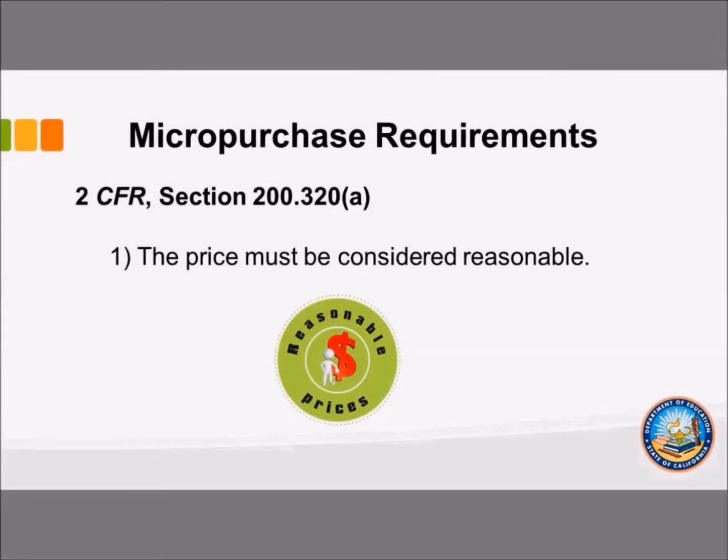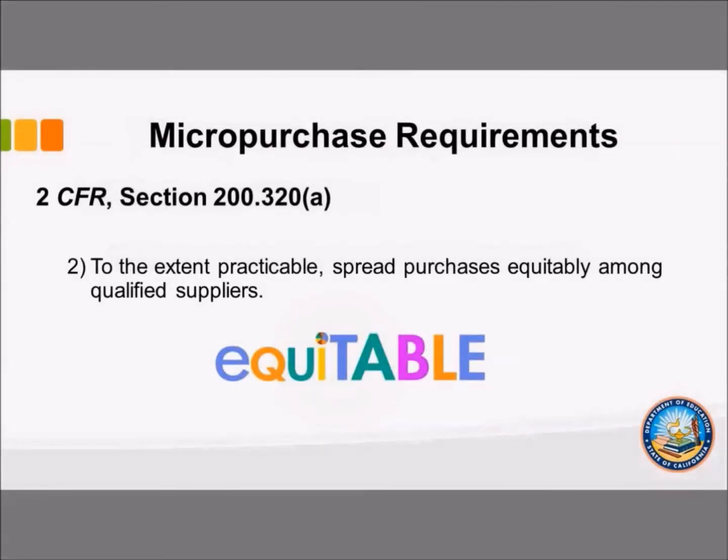First, the agency's purchasing agent should consider the price they are paying to be reasonable. Remember, agencies should focus on making economical purchases. What's the second condition of a micropurchase? The regulations state, to the extent practicable, meaning reasonable, agencies must spread their micropurchases equitably among qualified suppliers.